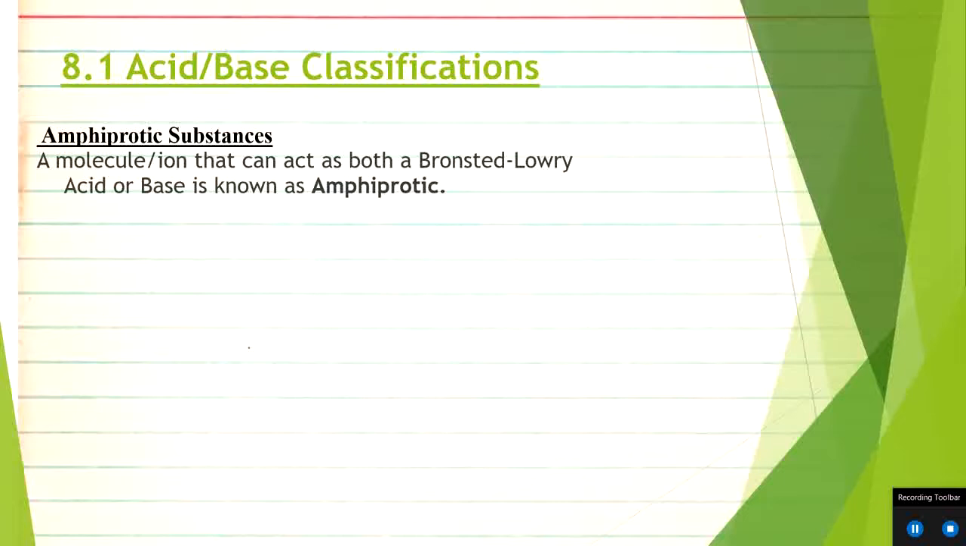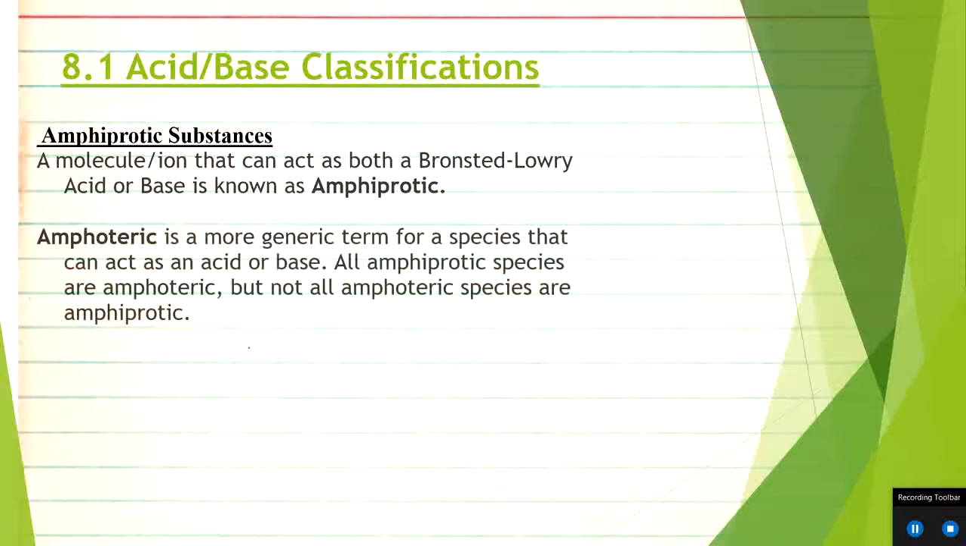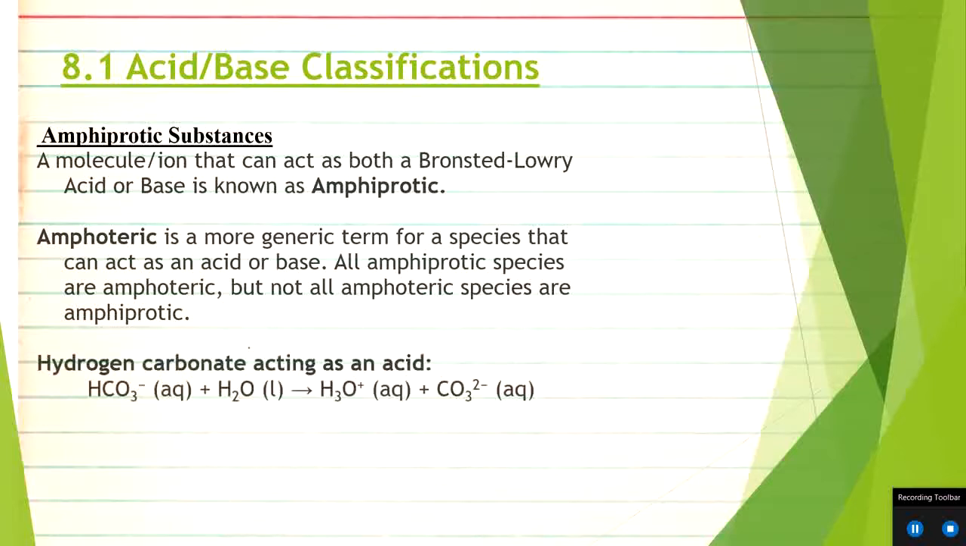Amphiprotic substances: a molecule or ion that can act as both a Bronsted-Lowry acid or base is known to be amphiprotic. So water is included in that. Amphoteric is a more generic word. So amphoteric encompasses not just Bronsted-Lowry acid-base definitions, but all acid-base definitions. So if something can be an acid or a base under all definitions, it's considered amphoteric. So all amphiprotic substances are amphoteric, but not all amphoteric substances are amphiprotic. Okay, so amphiprotic is a more specific definition.